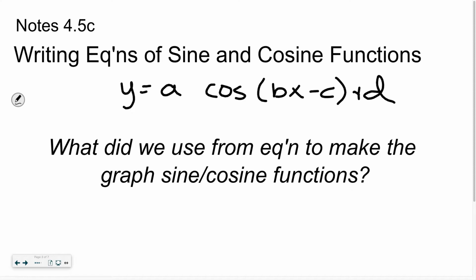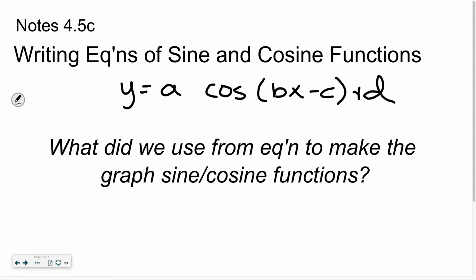What uses B when we were going back, when we were doing graphs? Period. So if you know your period, you should be able to figure out what that B factor was that you divided by. And then starting point, or think about it more like horizontal and vertical shifts, that's going to help us get our C and our D.